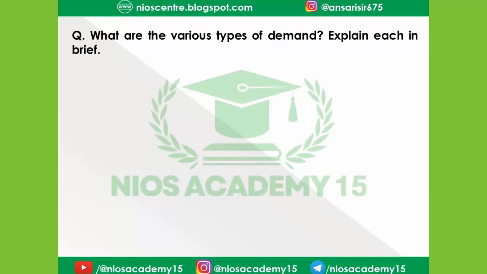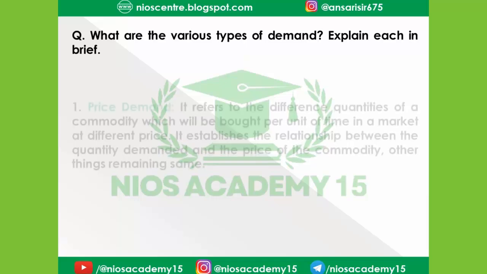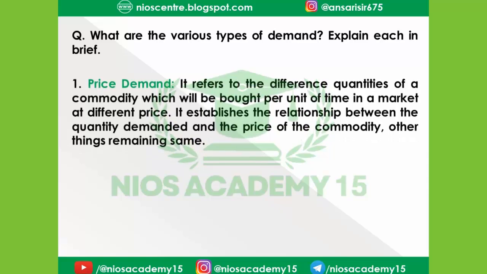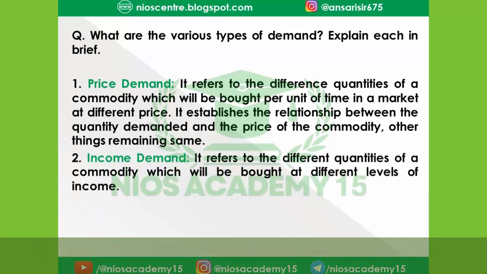The first question is, what are the various types of demand? Explain each in brief. And the answer is price demand. It refers to the different quantities of a commodity which will be bought per unit of time in a market at different prices. It establishes the relationship between the quantity demanded and the price of the commodity, other things remaining the same.